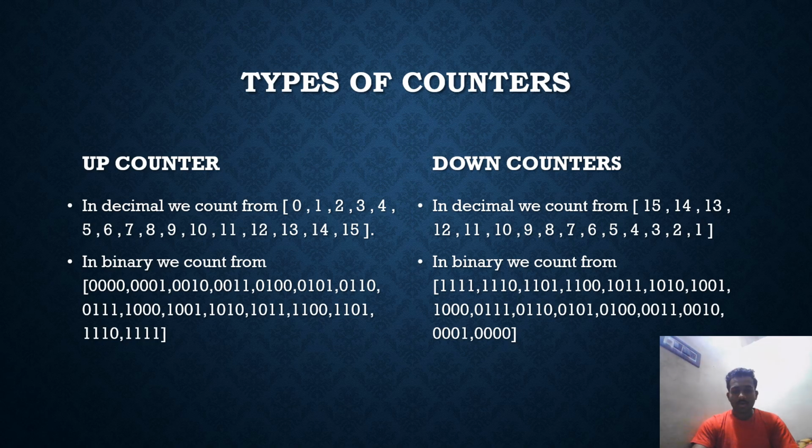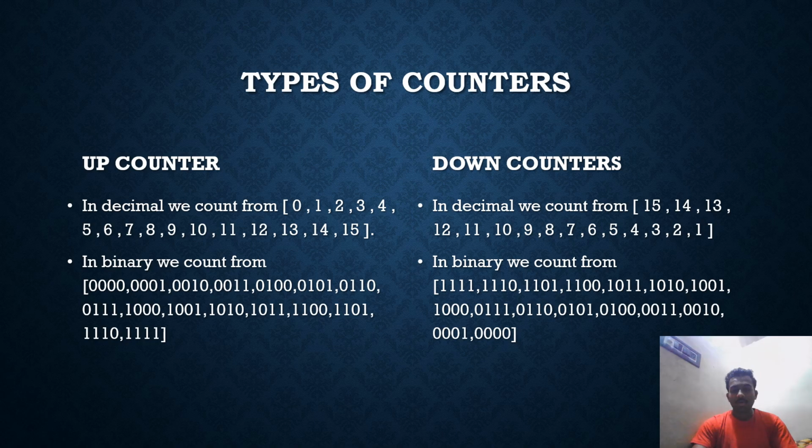Types of counters. Counters have two types. One is the up counter and another one is the down counter. In an up counter, in decimal we count from 0, 1, 2, 3, 4, 5, 6 till 15. In binary count, it starts from 0000 and 0001, 0010, and it keeps on counting till 1111.